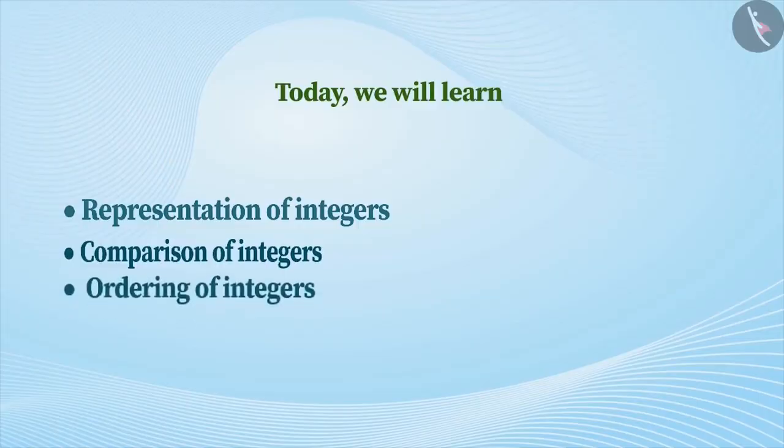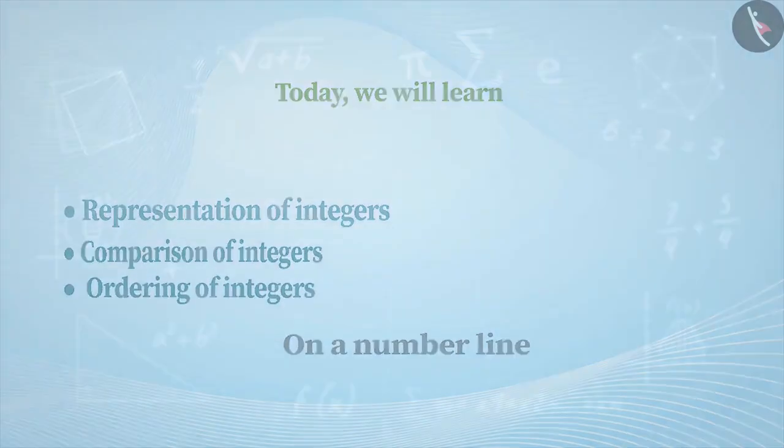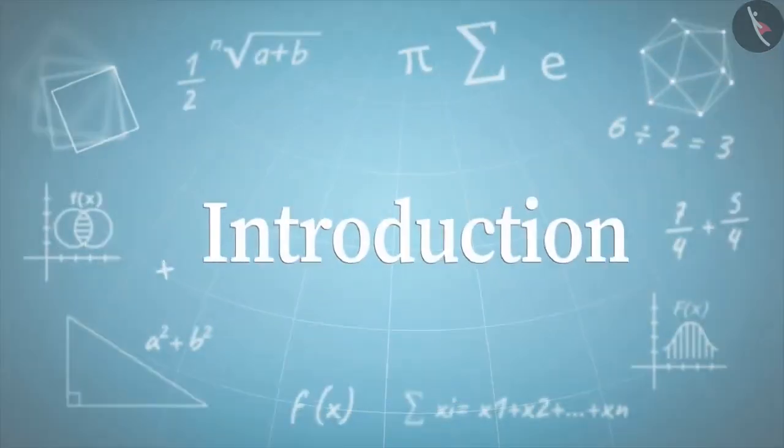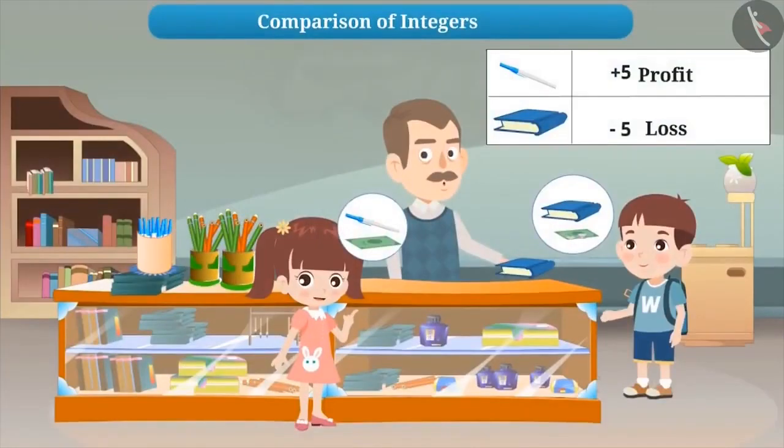Comparison and ordering of integers on a number line. Sometimes in life, we come across situations where it becomes necessary to compare two integers. For example, a shopkeeper gains a profit of Rs 5 by selling a pen, but he incurs a loss of Rs 5 by selling a book. Let's compare both integers.